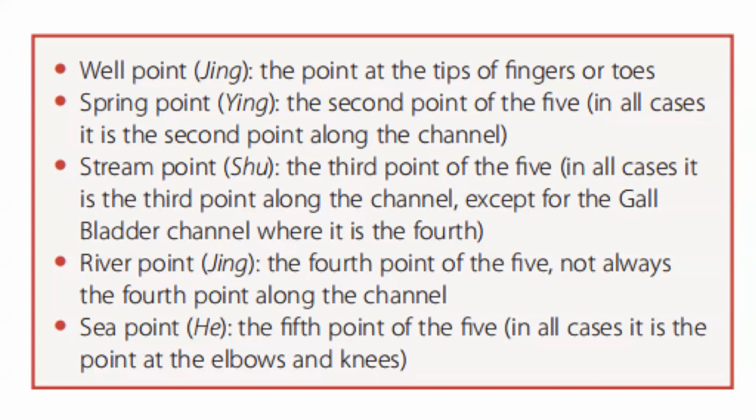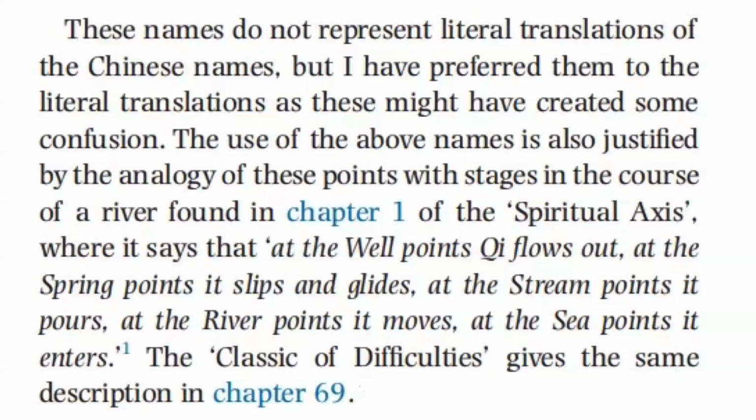well point, the point at the tips of the fingers or toes; spring point, the second point of the 5. In all cases, it is the second point along the channel. Stream point, Shu, the third point of the 5. In all cases, it is the third point along the channel, except for the gallbladder channel where it is the fourth. The river point, Jing, the fourth point of the 5, not always the fourth point along the channel. And next, the sea point, He, the fifth point of the 5. In all cases, it is the point at the elbow and knees.